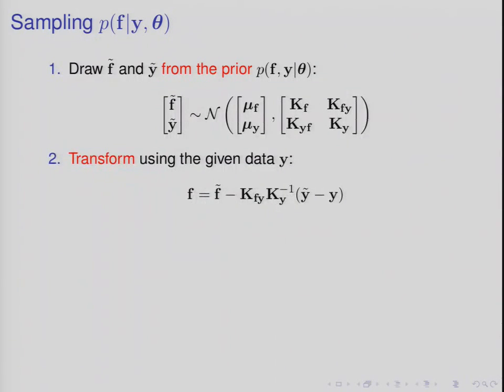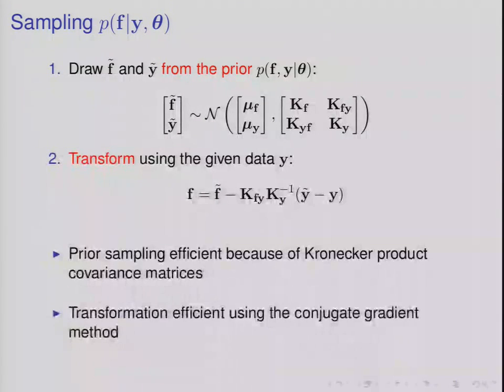So this in general applies to Gaussian distributions. You can draw samples from the posterior like this. If these two steps are efficient to do, then it's a good way. And now in our case, this generative process, sampling from the prior, is very efficient because the prior covariance matrices have Kronecker product structure. So it's easy to generate the data. And the transformation is also efficient. You just need to solve a matrix-vector system, and you can use the conjugate gradient method for that, for example.